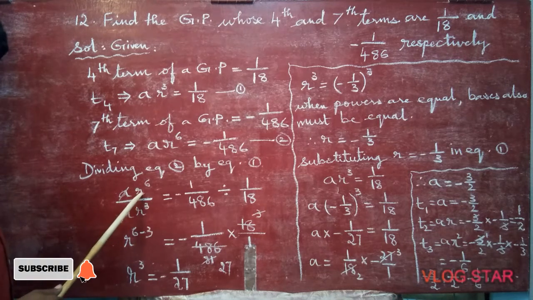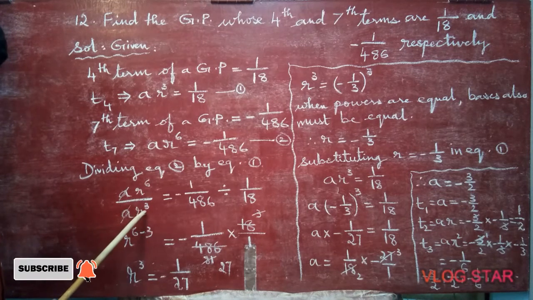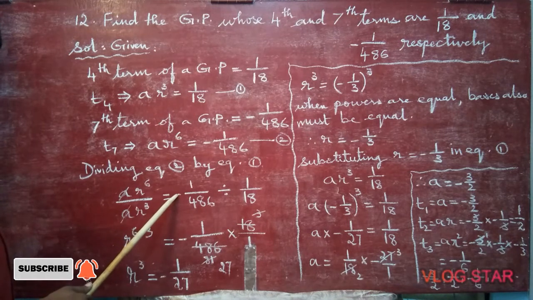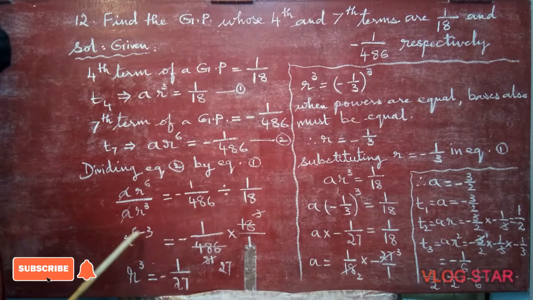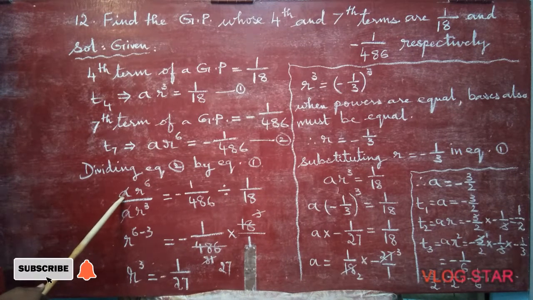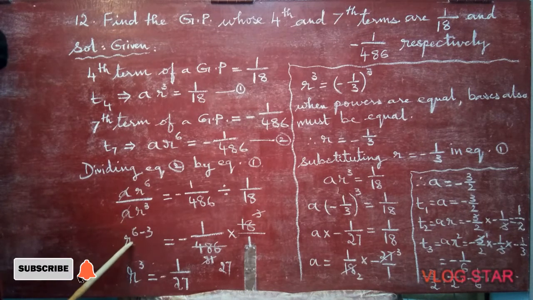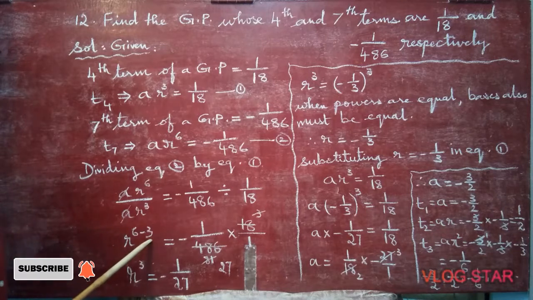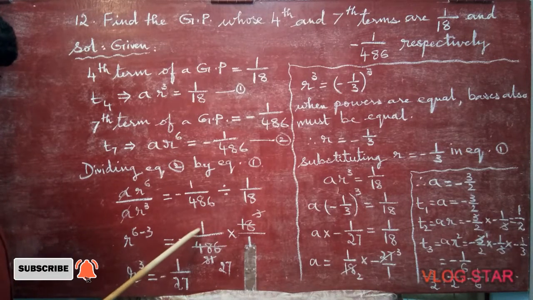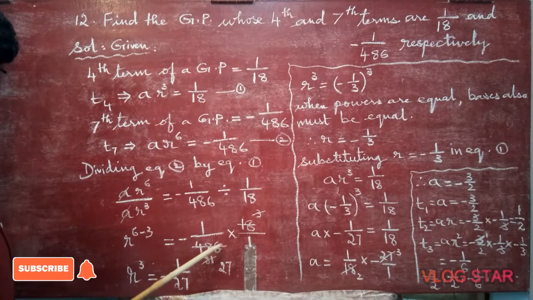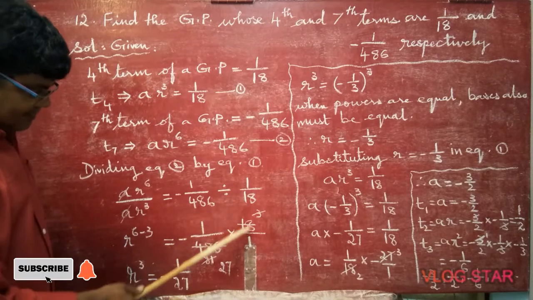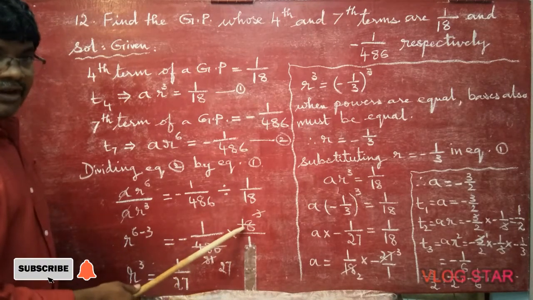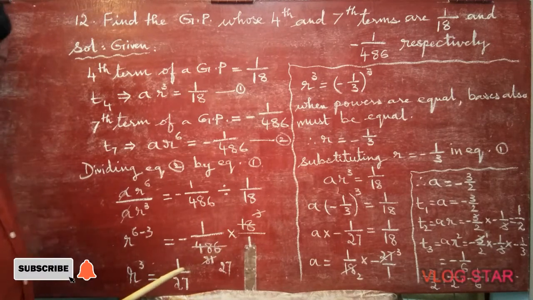Equation 2 is ar to the power of 6 divided by ar cube, which is equal to minus 1 by 486 divided by 1 by 18. A gets cancelled, a goes in a one time, and it is in the form of a power m by a power n, which is a power m minus n. Mention that formula compulsory. Division changes into multiplication, and the fraction becomes reciprocal. Very, very important. Learn all these things.